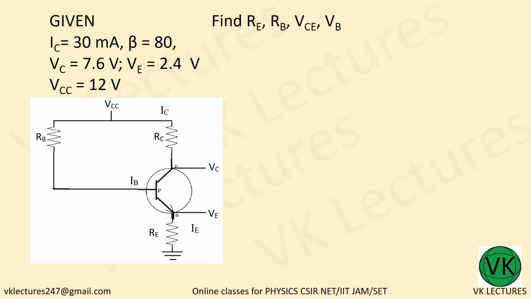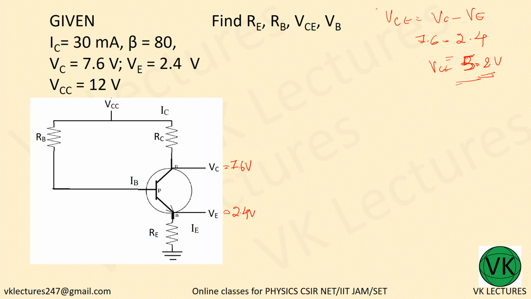So given IC 30 milliampere, beta 80, VC 7.6. VC means this particular value. VC equal to 7.6 volt. VE is equal to 2.4 volt. Now what we can do? You are asked to find out VCE. VCE is equal to VC minus VE. VC equal to 7.6, VE equal to 2.4, so that is equal to 5.2 volt. That is VCE.